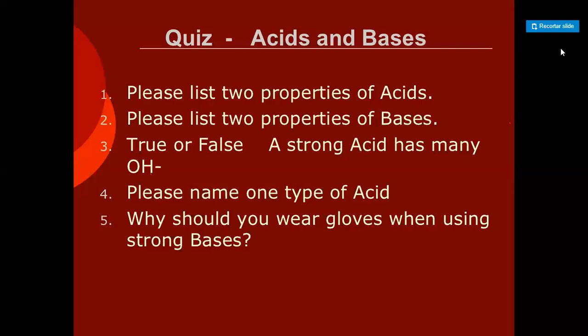Now, please name one type of strong acid. Hydrochloric acid is strong. Which one? Citric acid is weak. See, strong acids would be sulfuric, hydrochloric, nitric. They are all strong. Citric acid, carbonic acid, phosphoric acid, tartaric acid, they are all weak. Are we clear? Yes, ma'am.